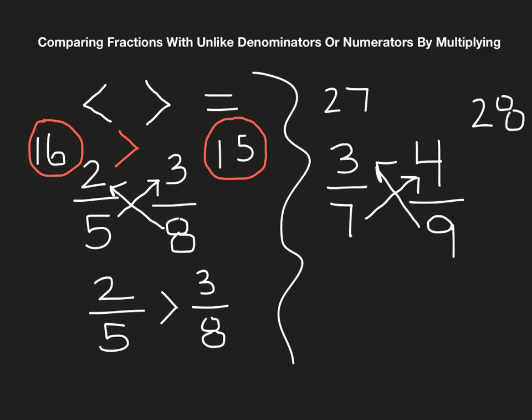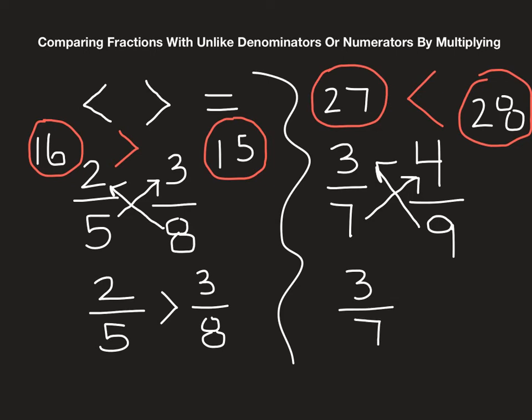Once again, let's compare our products, 27 and 28. 27 is less than 28. Therefore, 3/7 is less than 4/9. Let's try a couple more examples before you do some work on your own.